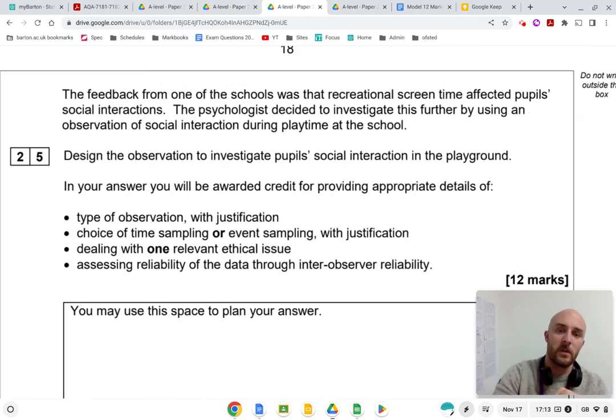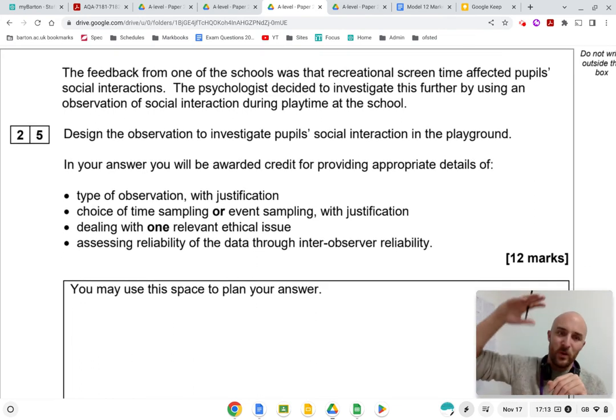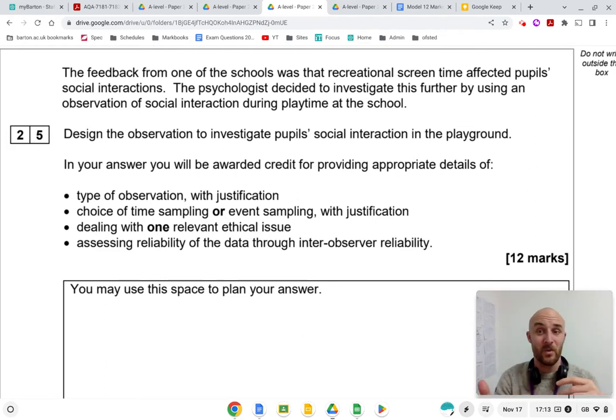Now, I do have another one I do want to go through here. This one is another observation, sorry. So, again, it's got questions before, question 25. The feedback from one of the schools was that recreational screen time affected pupil social interaction. So, in this case, the IV and the DV are quite obvious here. Screen time is the IV. Pupil social interactions is the DV. So you need to measure this.